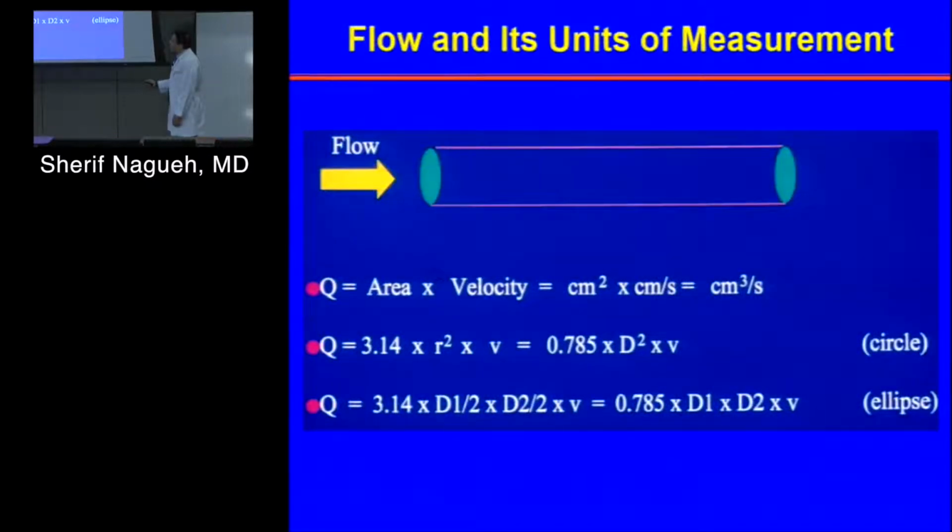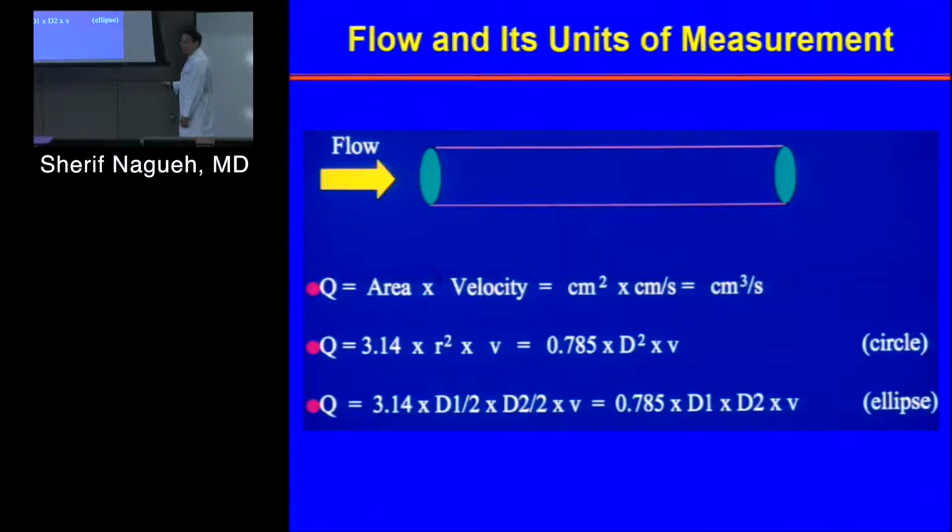Now we go to quantifying flow. Flow can be looked at as the amount of fluid that goes through this cylinder. The volume of a cylinder is the area of the base multiplied by height. It's a cross-section of a circle, so that's the area of a circle. And we multiply it by velocity because that's the flow rate.